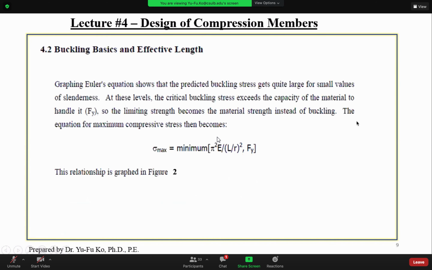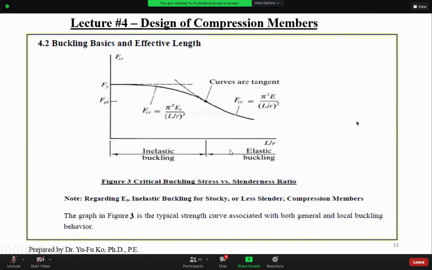Based on the figure we just showed, like I said, the buckling stress is the minimum of the two. So it depends on which region the slenderness ratio falls into, which can be elastic or inelastic buckling. This is where it comes from, from this picture.